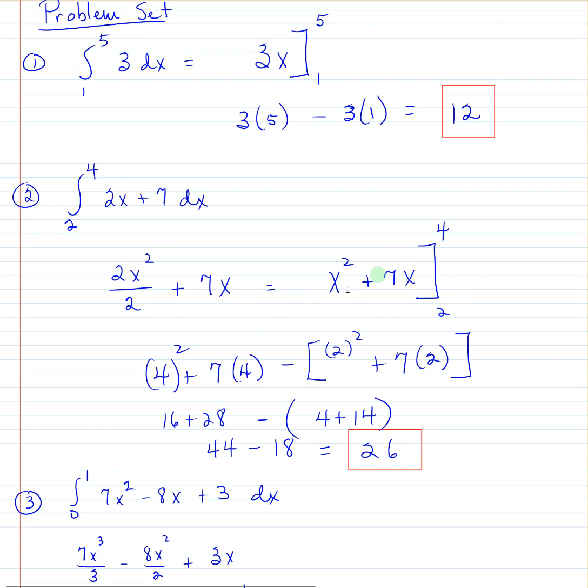So we start at the top. 4 squared plus 7 times 4 minus, and I would say put that in brackets because you're going to subtract all of this, and it's 2 squared plus 7 times 2. So 16 plus 28 minus 4 plus 14. That is ultimately 44 minus 18, and that gives us 26. So nothing new on the integration. We're just evaluating at our limits.